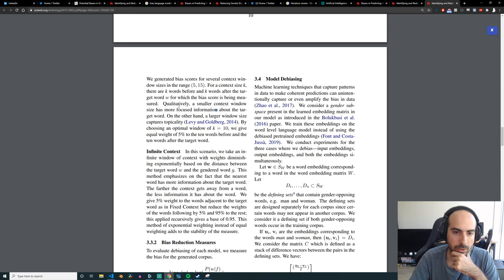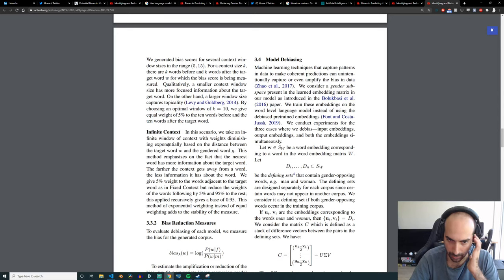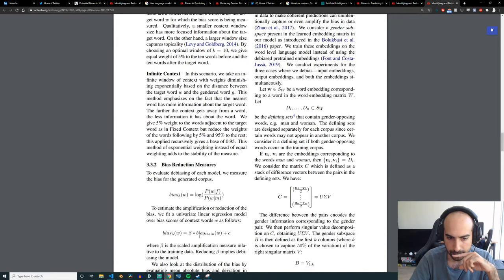A smaller context window has more focused information. A larger window size captures topicality. By choosing an optimal window of k equals 10, we give equal weight, 5%, to the 10 words before and 10 words after the target word. Okay, so to evaluate debiasing, we measure the bias for the generated corpus.